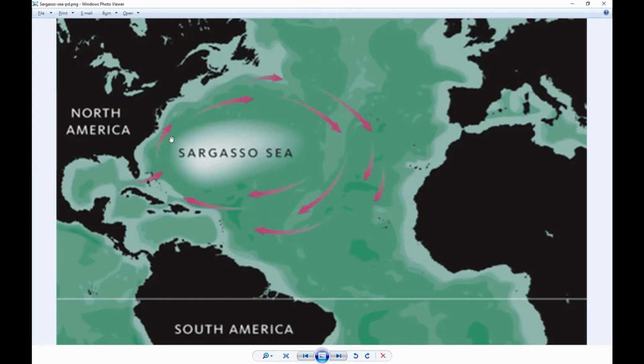So it's got the Gulf Stream here on the west, the North Atlantic Current here on the north, the Canary Current here in the east, and here's the North Equatorial Current on the south.